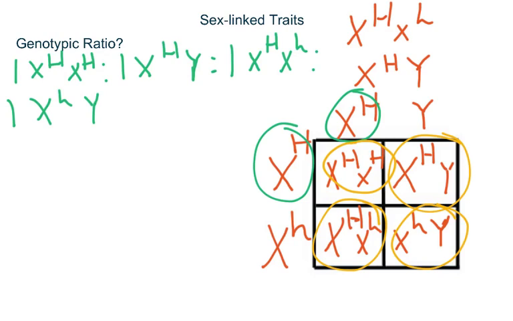So then the phenotypic ratio. So when you're writing the phenotypic ratio, this is where you're going to have to say whether it's a male or a female, if they have hemophilia or no hemophilia, if they're totally healthy, or maybe if they're a carrier. So again, I'm going to start with the first genotype up top here. So you would say this is a 1 normal female.